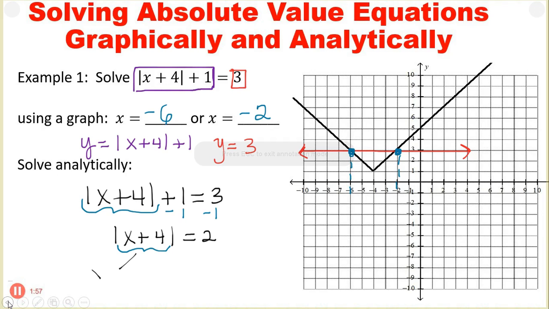So we're going to separate it. x plus 4 equals +2, and x plus 4 equals -2. And when we solve both of these equations, we're going to subtract 4. And notice that we actually get the exact two answers that we got when we solved it graphically. The two x values where the absolute value graph and the horizontal line intersect are at -2 and also -6.